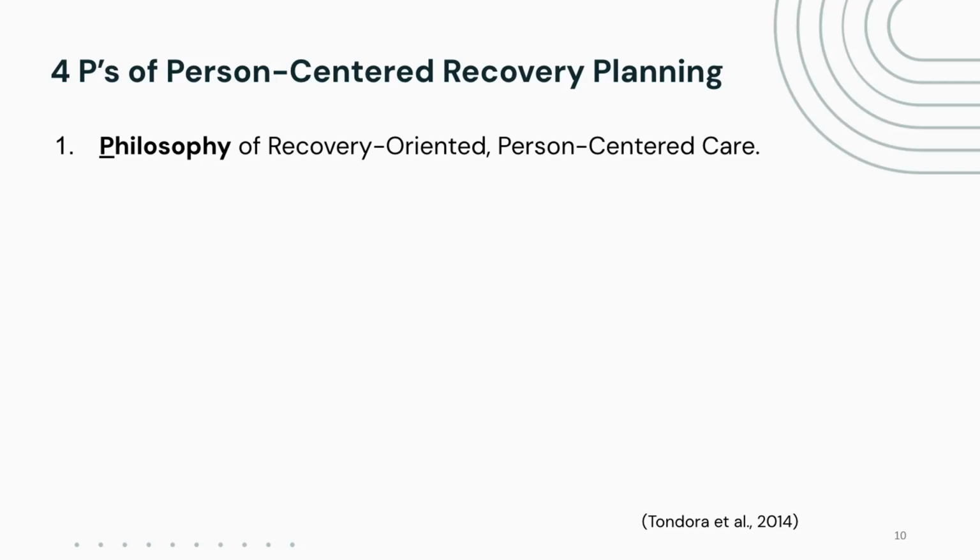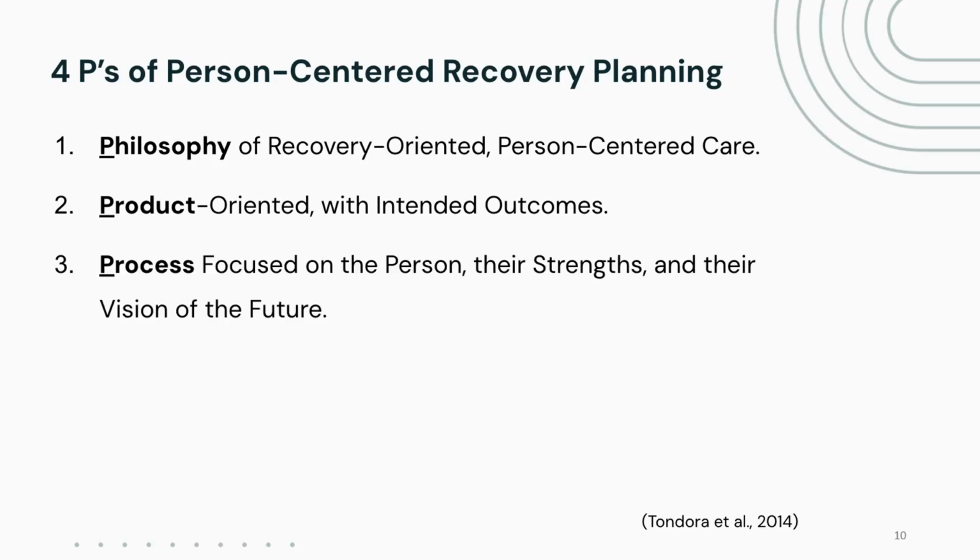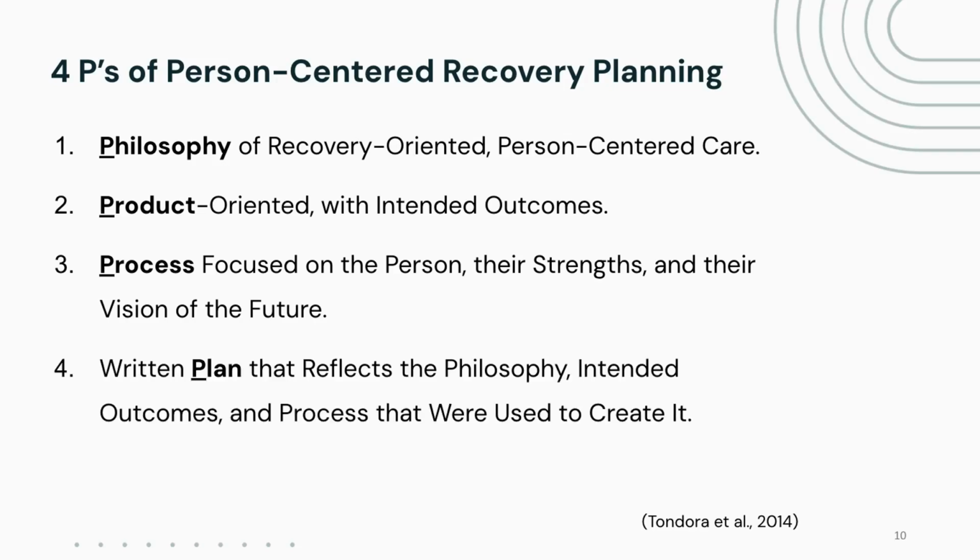Philosophy. The philosophy of person-centered recovery planning is based on recovery-oriented, person-centered care principles. Product. PCRP is product oriented, it has intended outcomes. As you heard in that NCAPS definition, this is about a person's idea of a good life. A PCRP process is focused on the person, their strengths, and their vision of the future. Finally, the written PCRP plan reflects the philosophy, intended outcomes, and process that were used to create it.